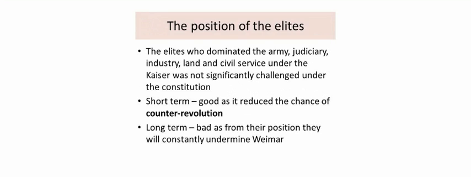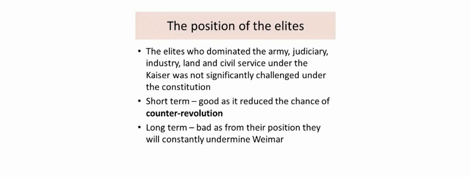Now, you can argue, and this was Ebert's logic, that in the short term this is actually a good thing. Because if you try to get rid of the army's power, fire all the army officers, fire all the judges, take all the land and factories from the industrialists and landowners, and fire all the civil servants, they won't take that. They know they're strong. And so what they'll do is a counter-revolution. If you attack someone, you attack someone. If you counterattack, you attack them back. A counter-revolution is to go back on the revolution. And what this means in this case is they would bring back the Kaiser.